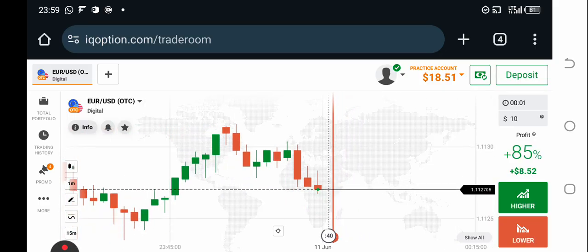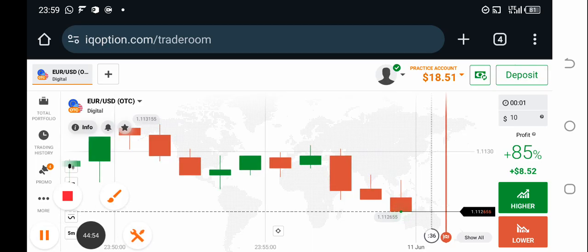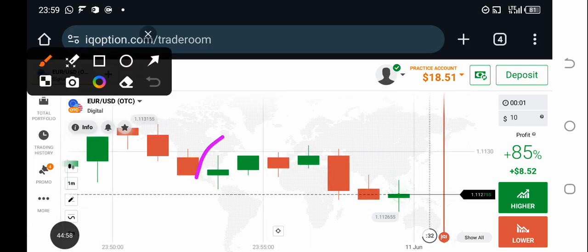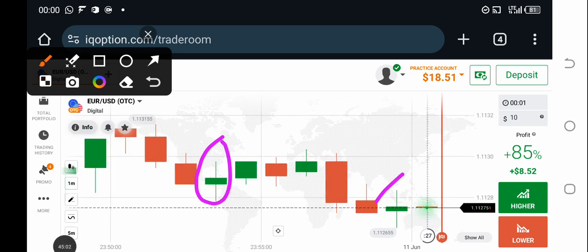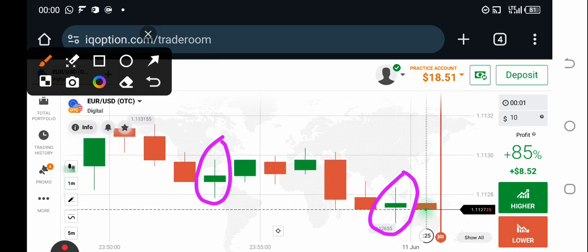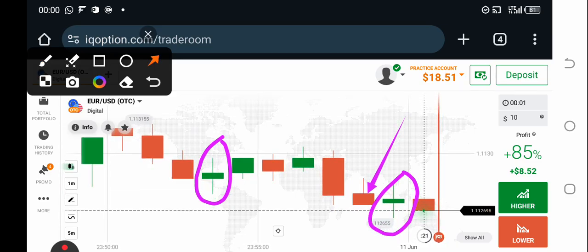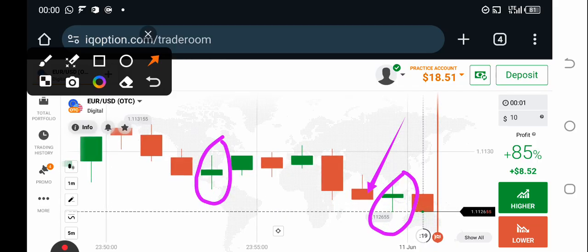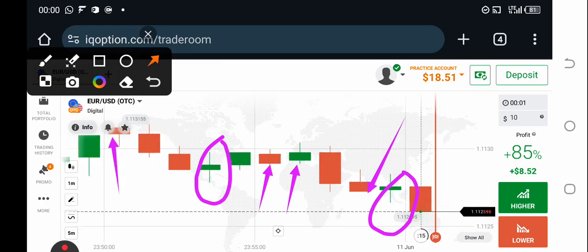Okay, now you can see this is a spinning top candle. Remember, that is a spinning top candle. Look at another spinning top candle that just appeared. The one close to it, you can use it as an inverted hammer. That is an inverted hammer candlestick. This is a spinning top, and this is also a spinning top candle.